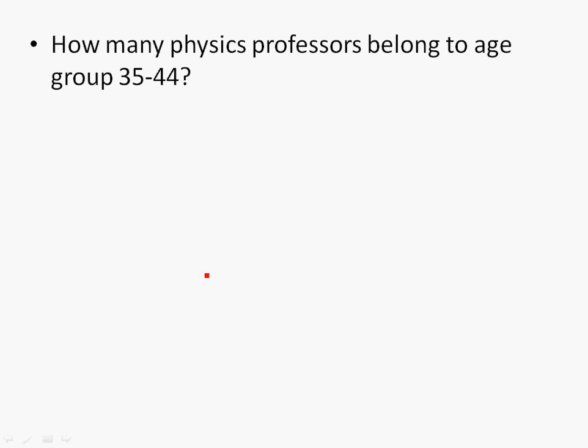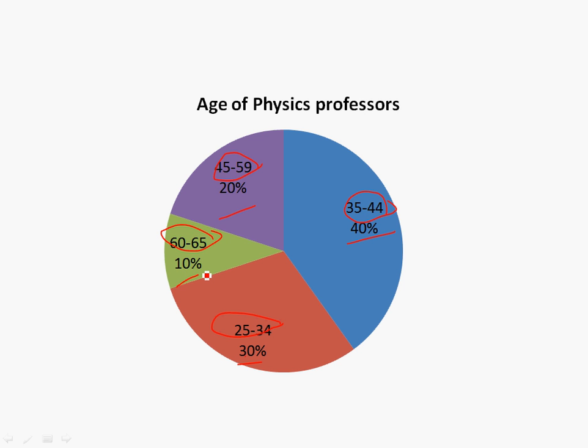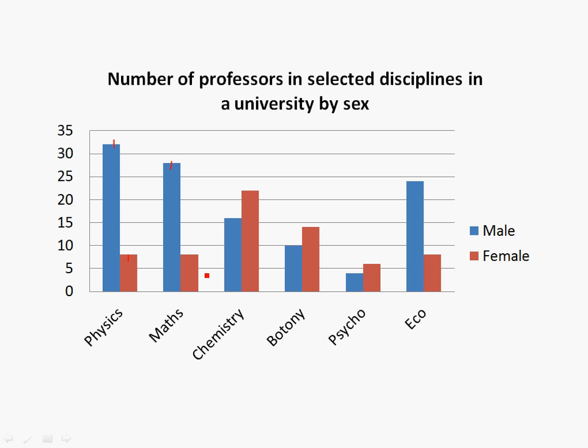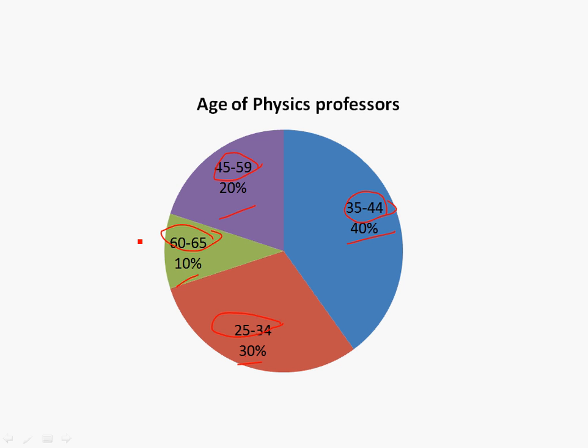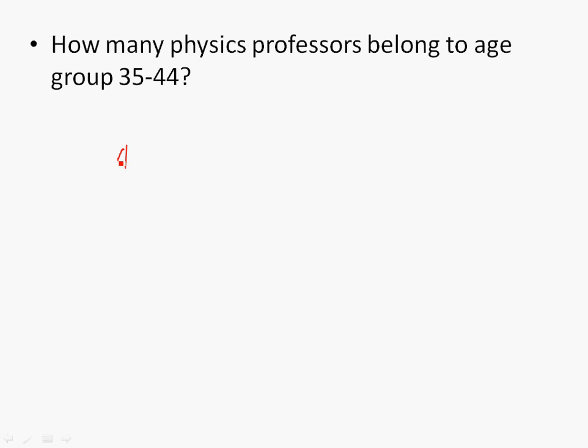Question 1 says, how many physics professors belong to the age group of 35 to 44? It's 40%. And now we know the total number of physics professors as well from this chart, right? It would be how much? So this is approximately 32, this is approximately 8. So 32 plus 8, 40. So 40 is the total number of physics professors, out of which 40% are between 35 to 44. So 40% of 40, so 40 by 100 into 40.